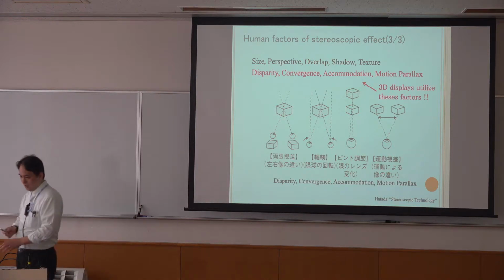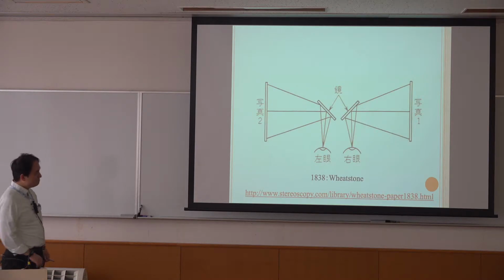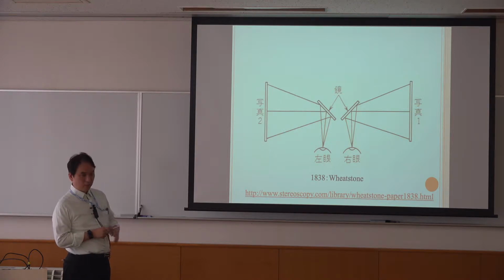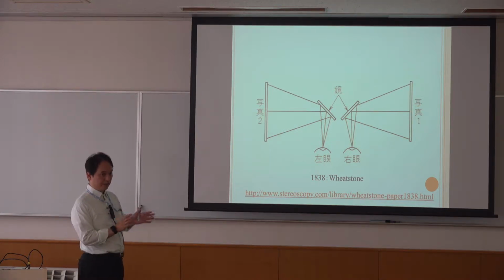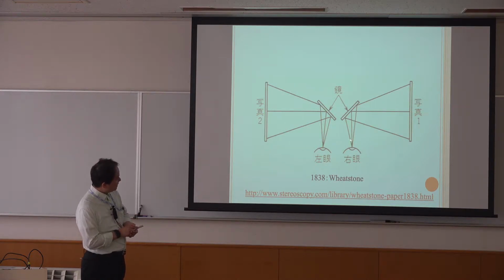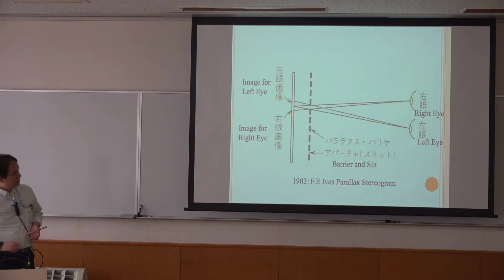Okay, so there are many kinds of 3D displays like this, and the oldest one is like this. In 1838, Wheatstone invented this kind of 3D display. The left eye sees the left picture, and the right eye sees the right picture. Okay. This is the oldest one.